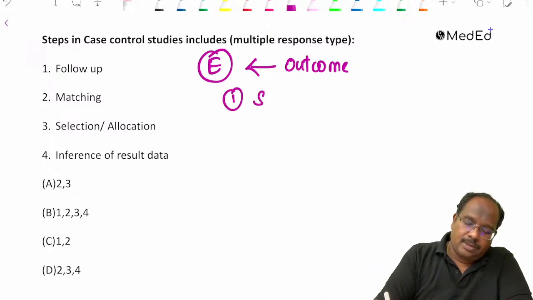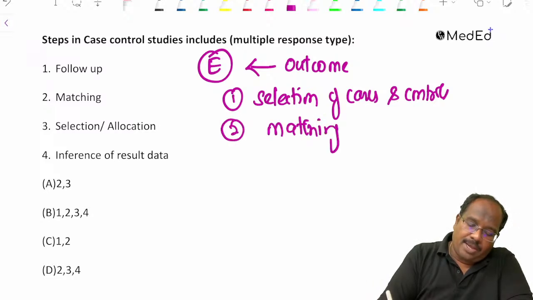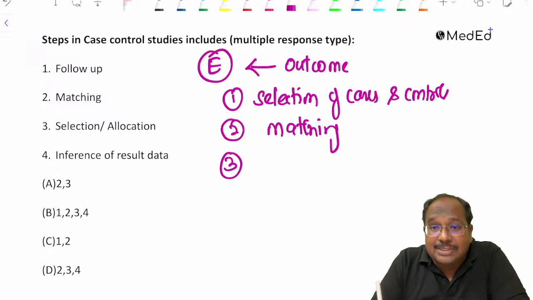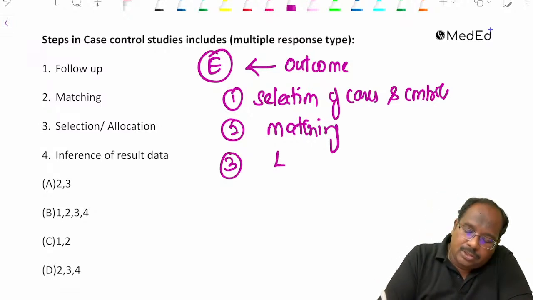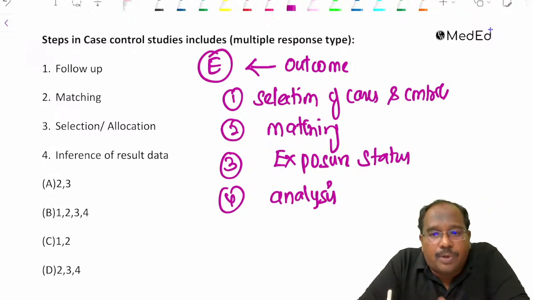First, selection of cases and controls. Next is matching. Then you are going to ask their exposure status, whether they are exposed or not. Fourth, you are going to do the analysis. So: outcome to exposure, selection of cases and controls, matching, exposure status, analysis.